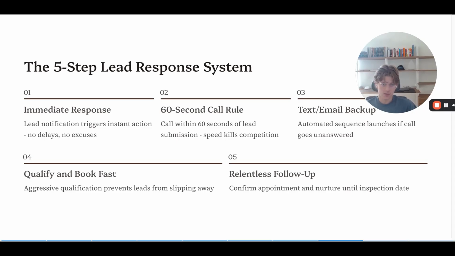And if your speed to lead is more than a minute, you are doing something wrong and you are going to see worse numbers because of that. Okay. Very simply put. That's the first thing. Second thing, text and emails. Okay. You want to hit them from every angle.